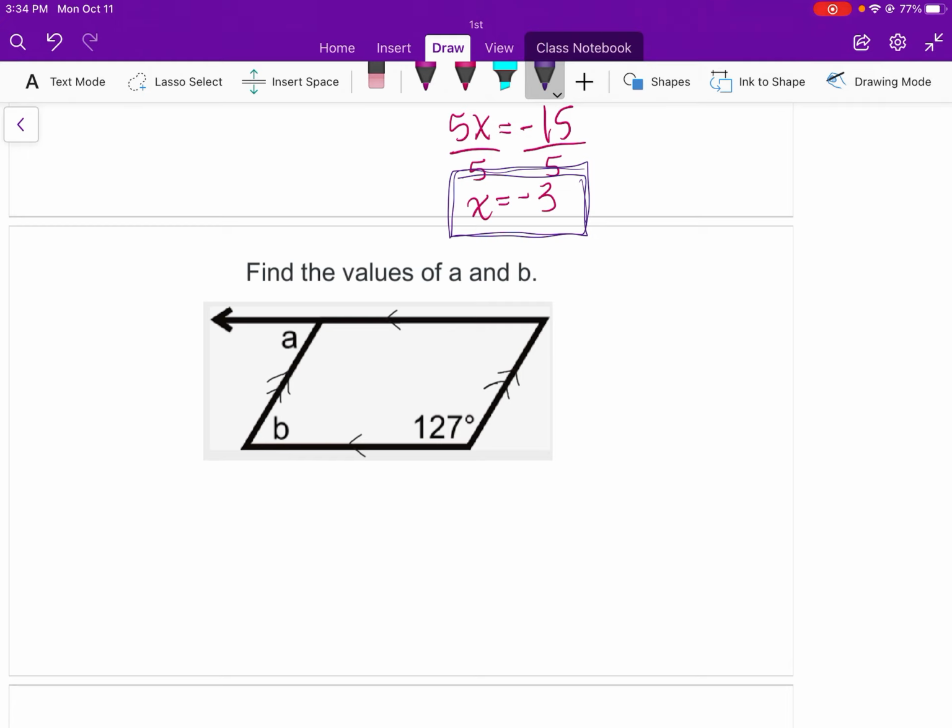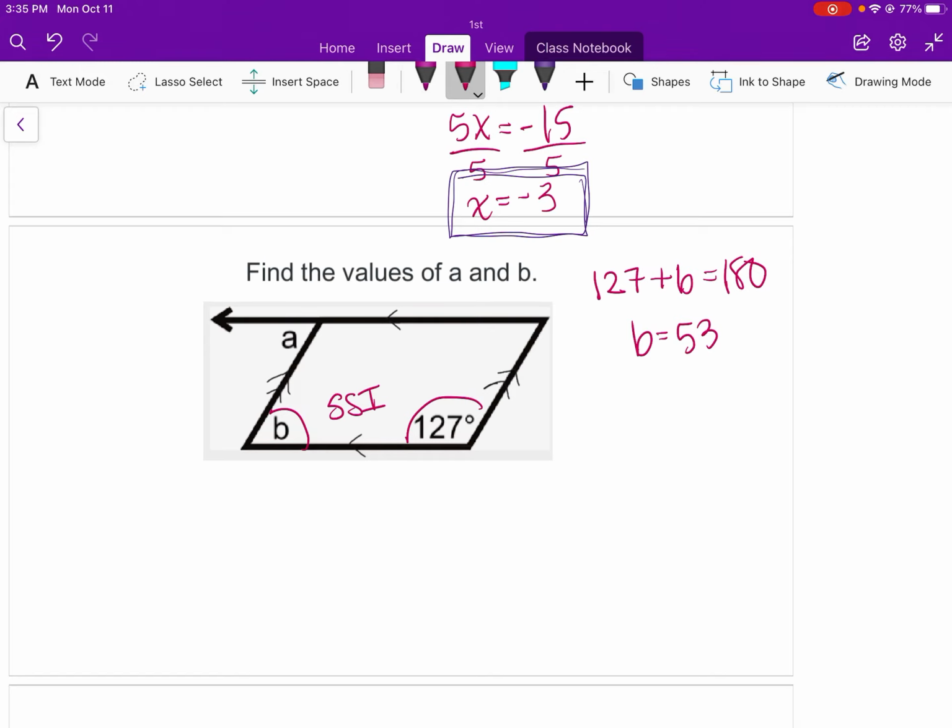Sorry. Okay. So find the values of A and B. So what I see here is once again that double-sided image. So 127 and B. This is right now looking at same side interior. So these two angles, same side interior, that means that 127 plus B is equal to 180. So 180 minus 127, B equals 53.